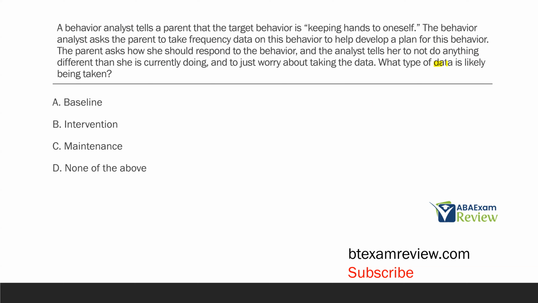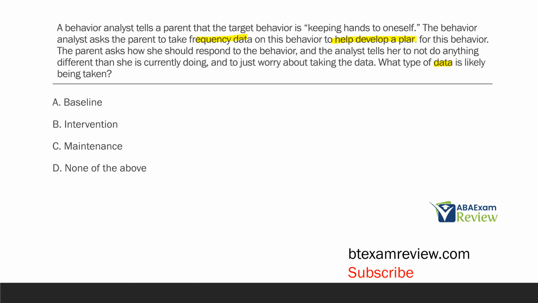When we talk about data, there's a few different types. We can have baseline data, we can have intervention data, and then we can have, let's say, maintenance data. Baseline data occurs before the intervention begins. Intervention data, of course, is data on the intervention. Maintenance data occurs after the intervention is over. In this case, what do we know? Well, we know the behavior analyst is telling the parent the target behavior, and then they ask the parent to take frequency data to help develop a plan.